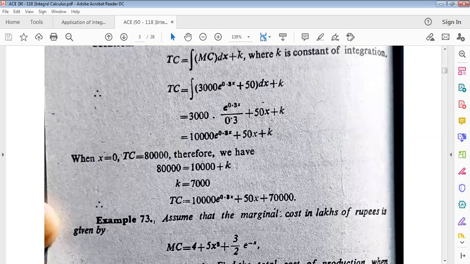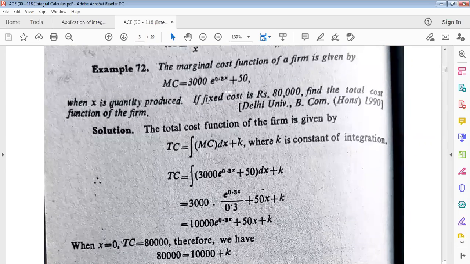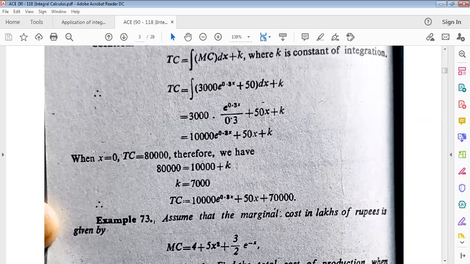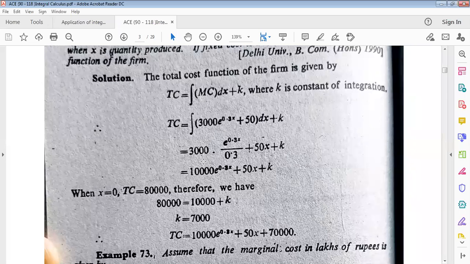Now using the initial condition, the fixed cost is 80,000 when there is no production. That means x equals 0, and then the total cost is 80,000. Putting x equals 0, 80,000 equals 1,000 times e to the power 0, which is 1, plus 50 times 0, plus k. That means k equals what?